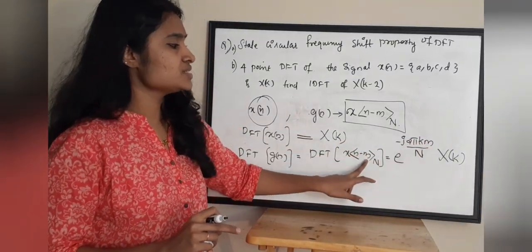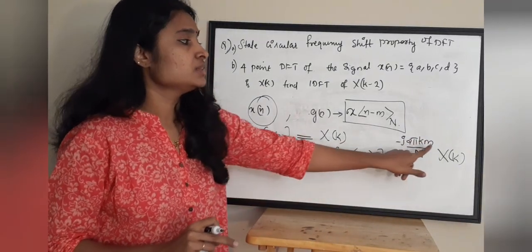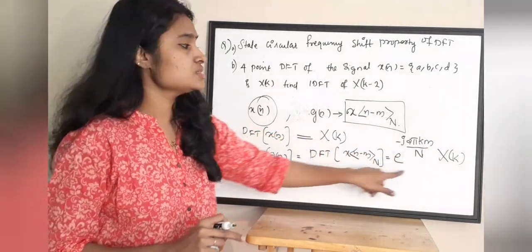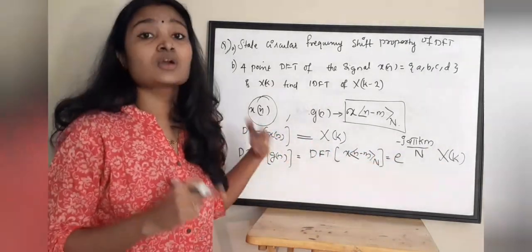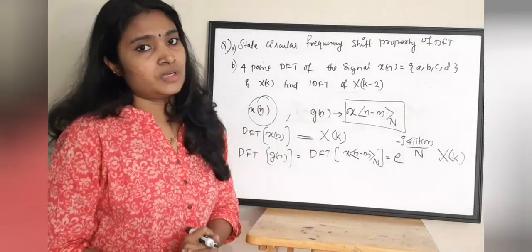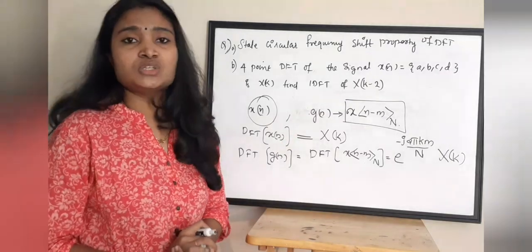See, here the signal is shifted by m points, which means there is an m here, multiplied into your original DFT. So this is how your DFT is going to vary according to the circular frequency shift property. So this is actually the circular frequency shift property.